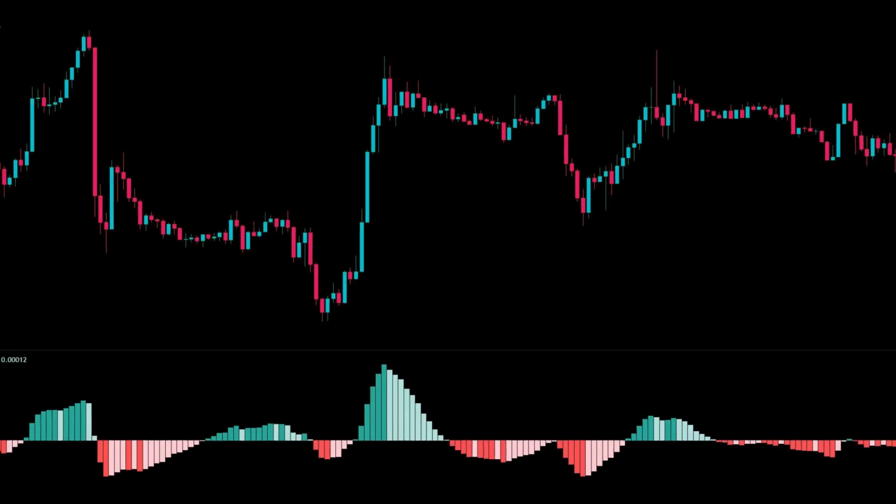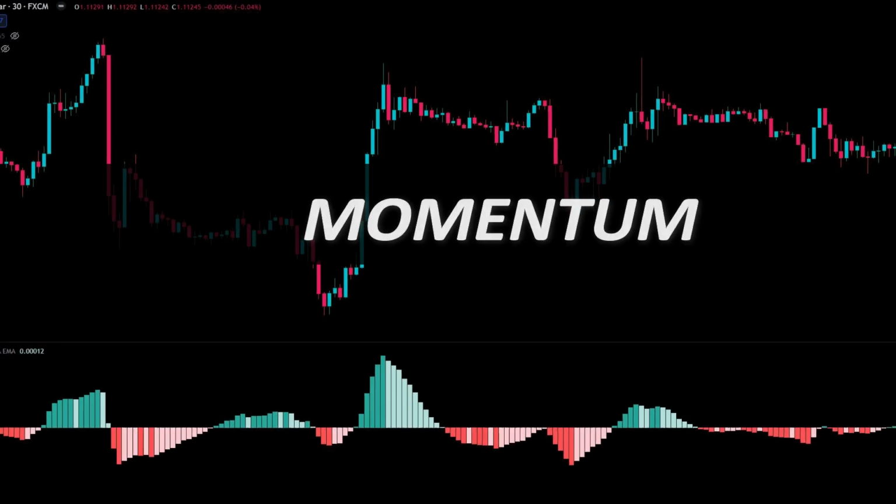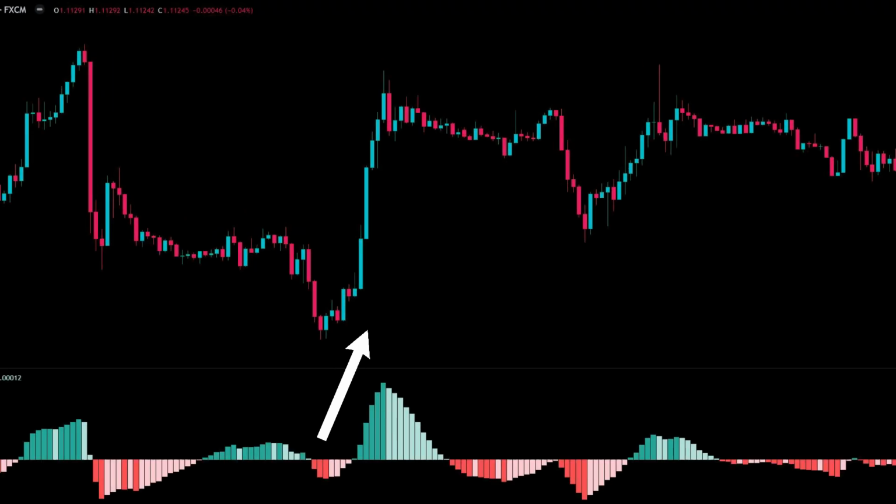The histogram has the green and red bars, which shows the price momentum. So if the histogram bars are increasing, it shows increase in momentum. If the bars are getting smaller, there is a decrease in momentum.